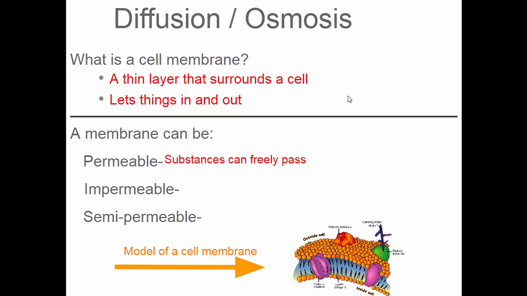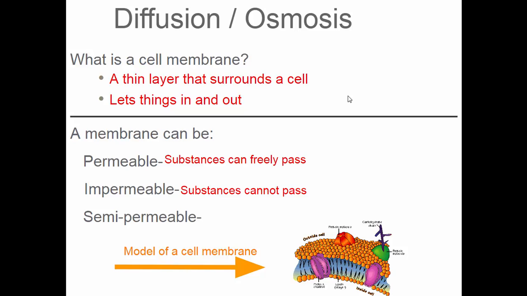So you can probably guess what impermeable means. Substances cannot. Correct. So if a cell membrane is impermeable to a substance, that means it can't get through. So cell membranes are what we call semi-permeable.